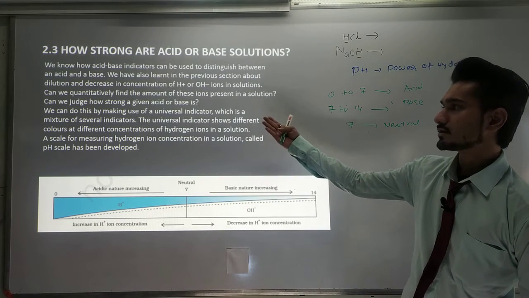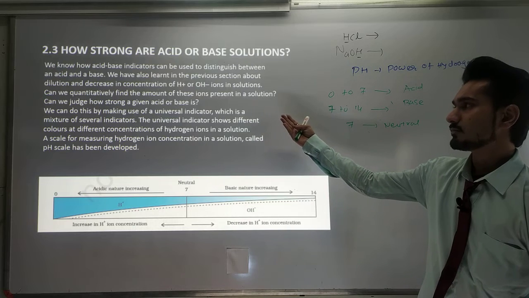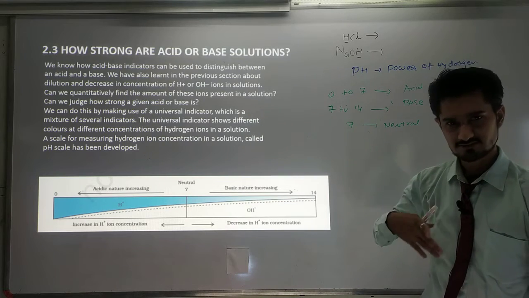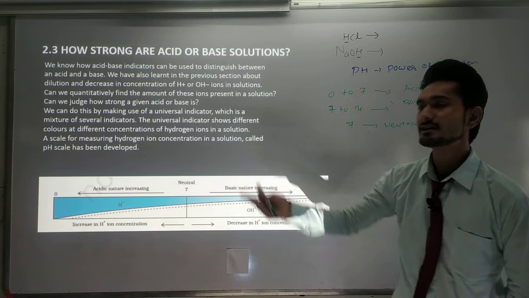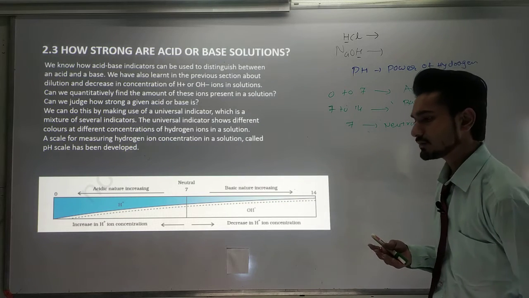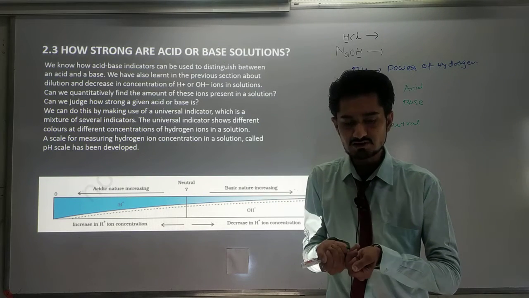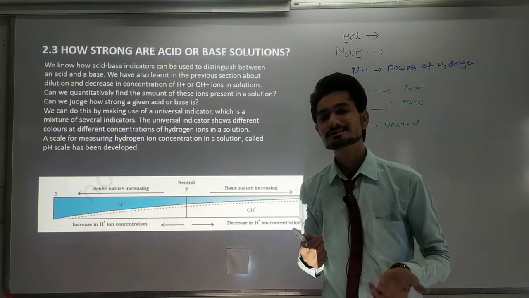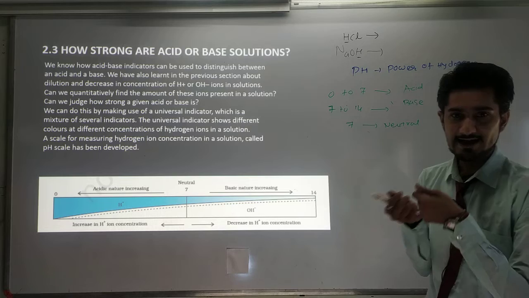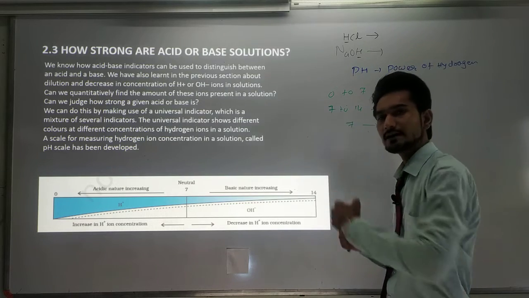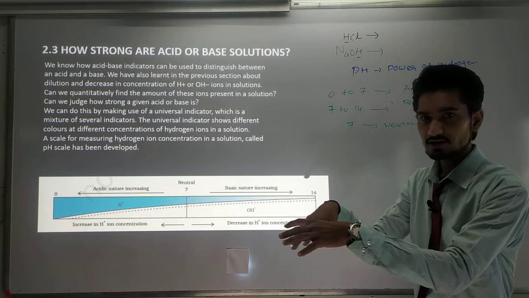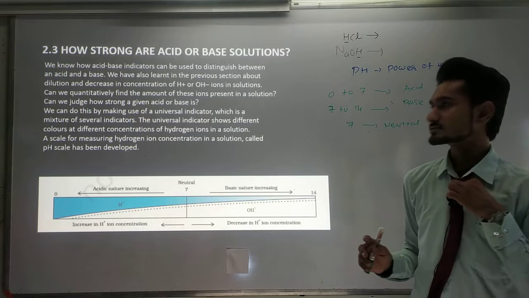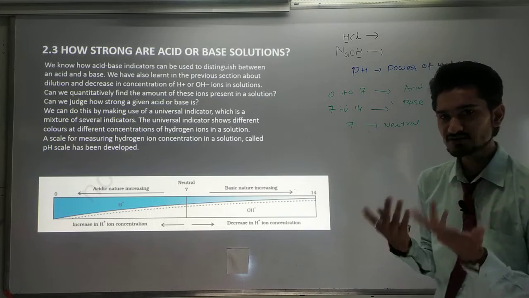So can we quantitatively find the amount of this ion present in a solution? Yes, we can find out the quantitative amount. Quantitative amount means we can measure the amount. Whatever the amount comes, that can be measured. So yes, we can measure the amount of hydrogen or hydroxide ion present in that. We have techniques for that, so don't worry, we can measure that.